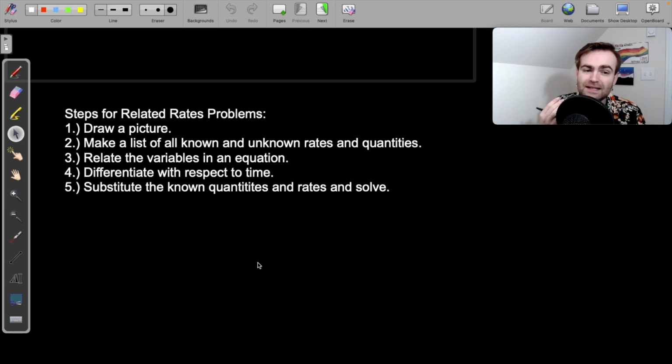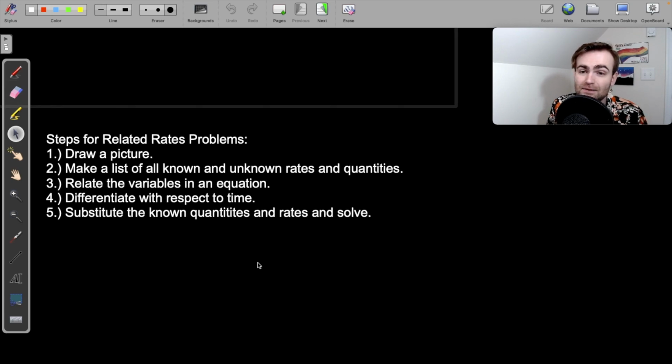The fourth one is to differentiate everything, usually with respect to time. So instead of doing derivatives the normal way, you're really treating everything, including x's, with implicit differentiation. And the fifth and final thing is to substitute in what you know and then hopefully solve for the only thing that you don't. So these problems can get a little bit difficult.